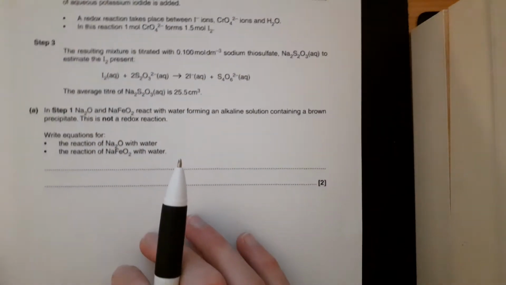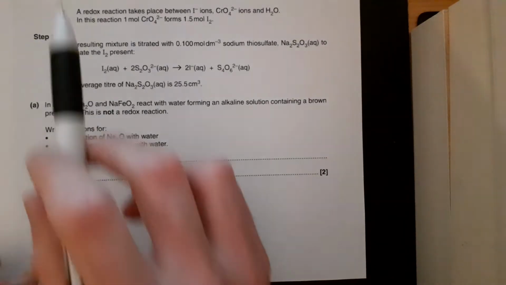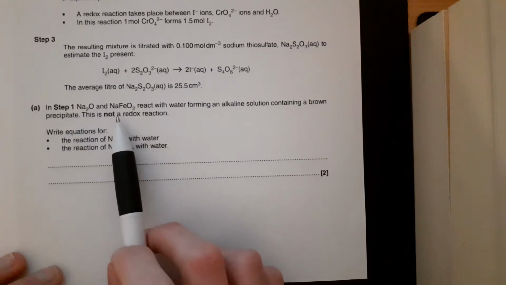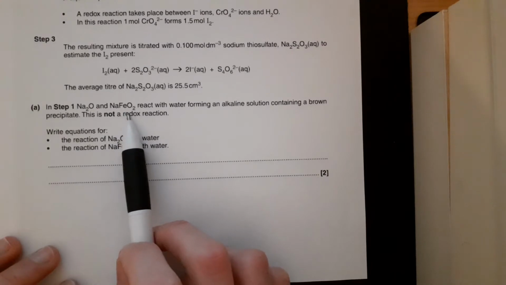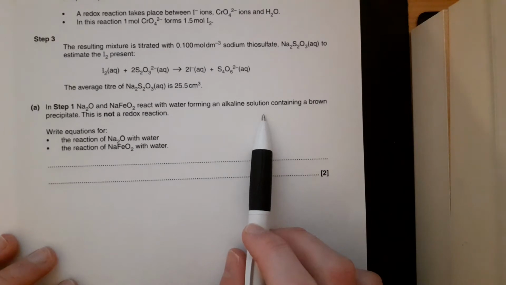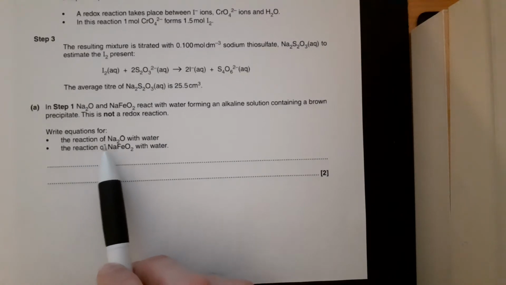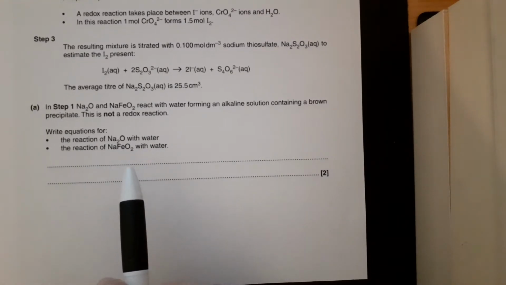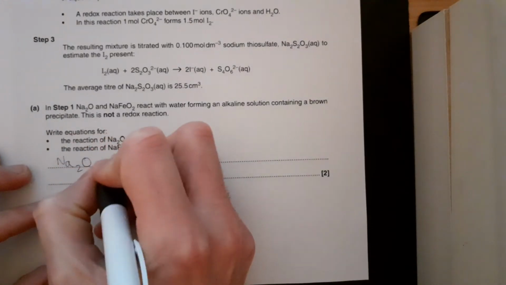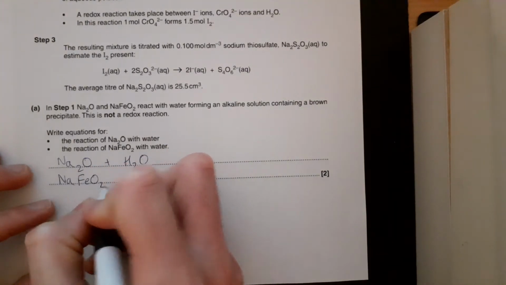I'm not going to bother reading all of that until we have to. Let's find the question. We are going to read all of that, just to be clear, but not to start with. Right, in step 1, sodium oxide and sodium ferrite react with water to form an alkaline solution containing a brown precipitate. This is not a redox reaction. Write equations for the reaction of sodium oxide with water. So we've got to do this separately. Na2O reacting with water, and then in the second one, we're going to have NaFeO2 reacting with water.